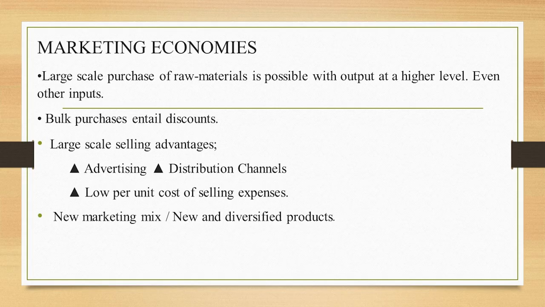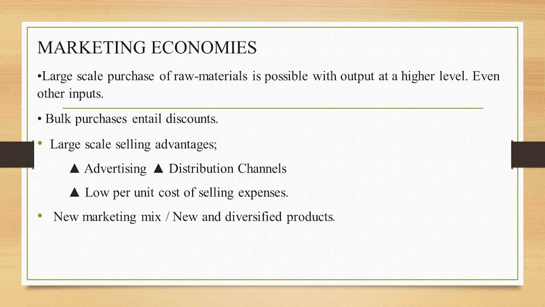While marketing your output, you can have a large number of advantages if the operations are being carried out at a bigger scale. Large scale purchase of raw material is possible with output at a higher level. Even other inputs can also be bought at a lower price because the firm is buying in large numbers. Wherever the scale is large, these advantages start coming automatically. Now, bulk purchases mean bigger discounts, heavier discounts.